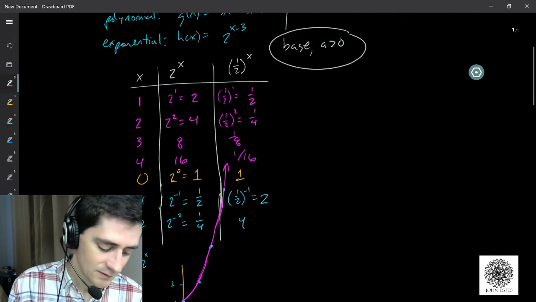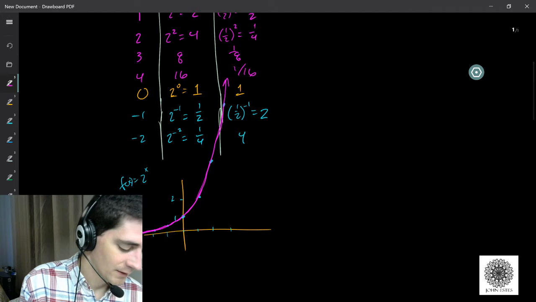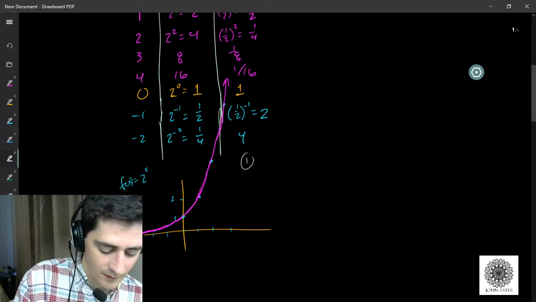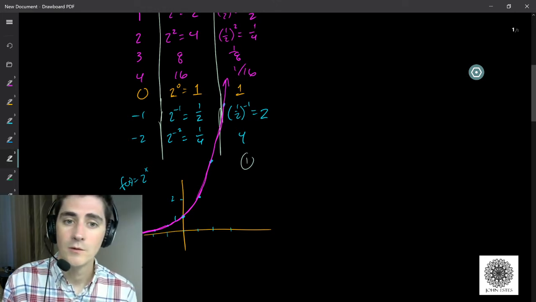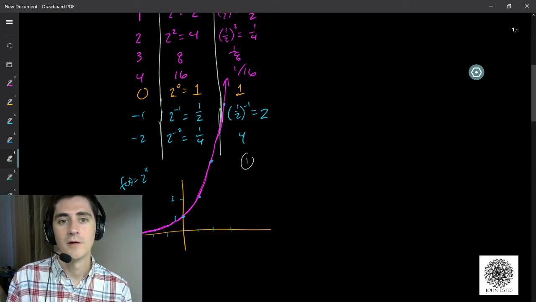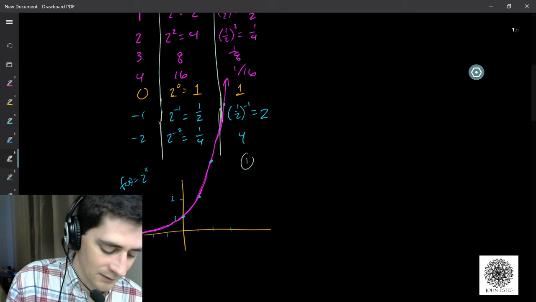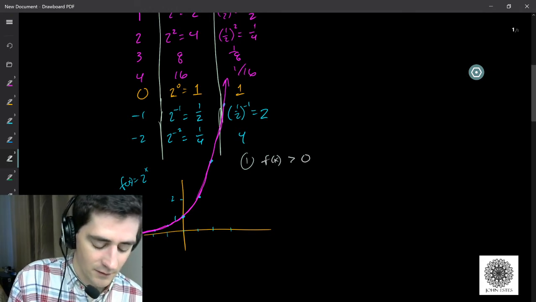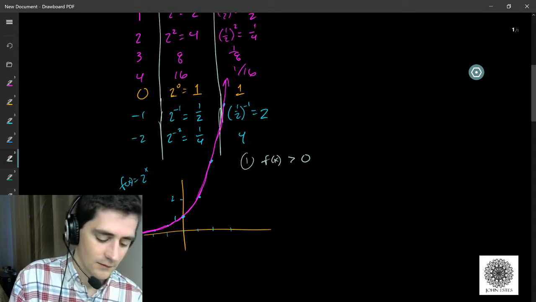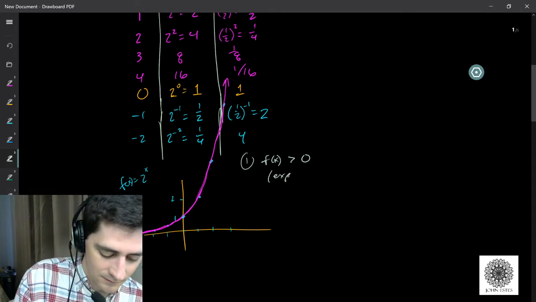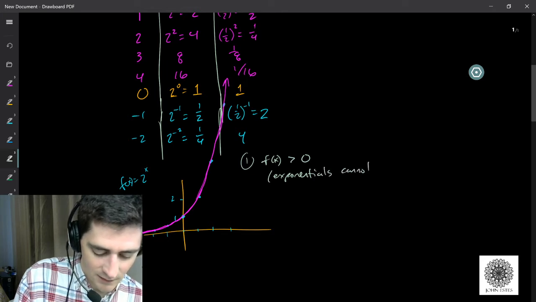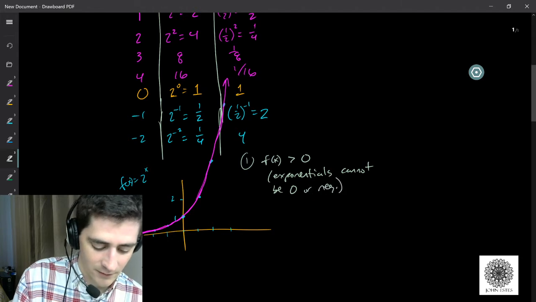Okay, so the graph tells me a couple things. First of all, exponentials will always be greater than 0. You can never hit 0. So f of x here is always greater than 0. All right, so in other words, exponentials cannot be 0 or negative. That's what I'm trying to point out there.